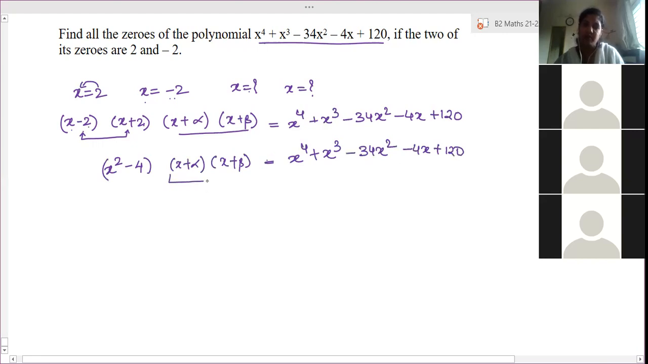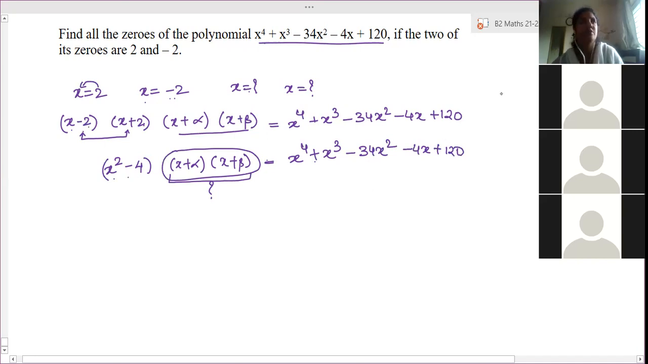Now how to calculate this part? We have this, and we need to calculate this. This is what we have to calculate, and this is our polynomial. So to find this part, you have to divide the given polynomial by this factor. Able to understand?